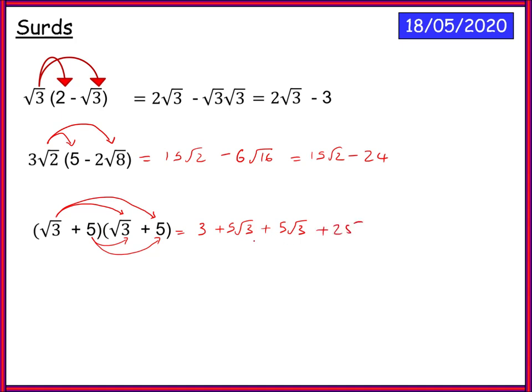Collecting like terms, the two terms in the middle are the same, and the two terms on the end, 3 and 25. 3 and 25 gives us 28. 5 root 3 plus another 5 root 3 gives us 10 root 3.